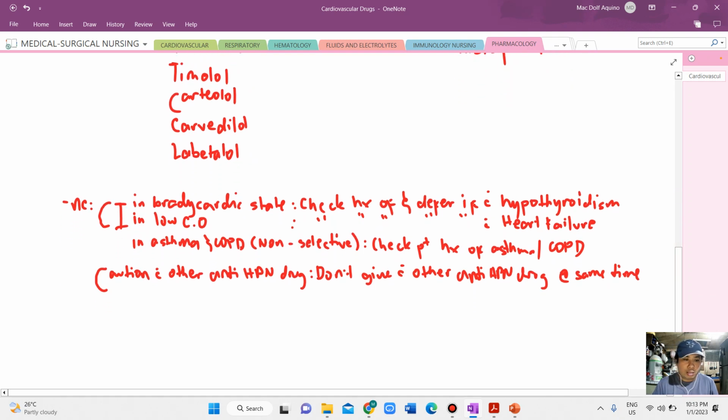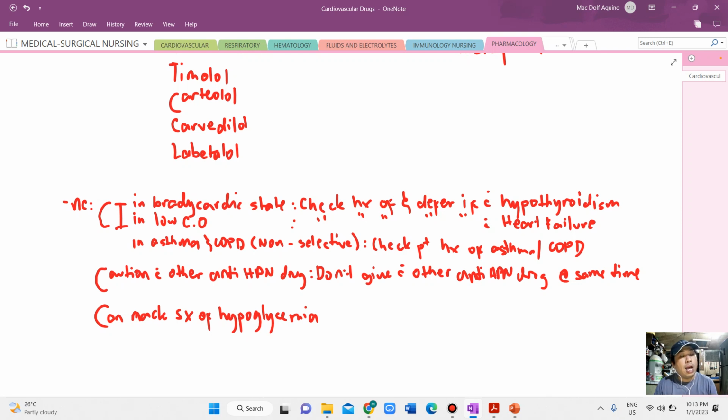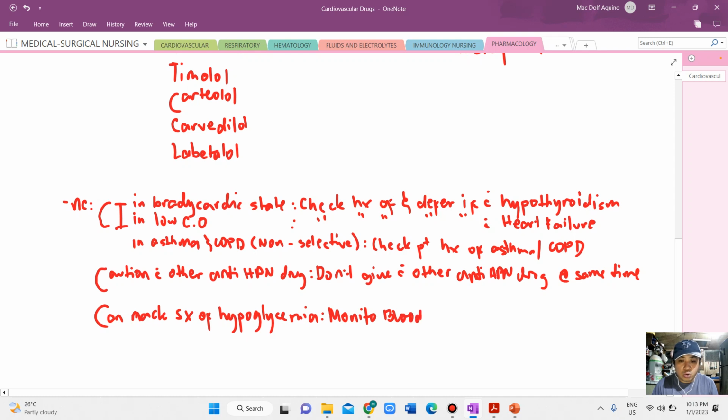And last but not the least, remember, this drug can mask signs and symptoms of hypoglycemia. When the patient takes a beta blocker and becomes hypoglycemic, you may not see any symptoms of hypoglycemia because the drug masks them. What will be the nursing implication? If your patient is diabetic, you need to monitor their blood sugar regularly, so you can see if it becomes low.